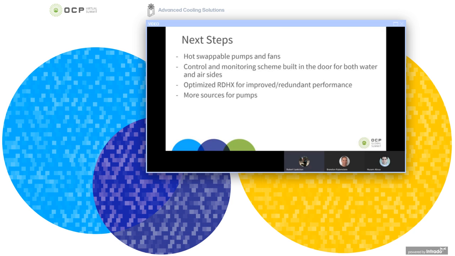Although there's still a lot of testing to be done in this initial POC, there are several improvements and optimizations that we would like to drive into future iterations of the design. We need to implement hot swappable pumps in the RPU to improve service and minimize service downtime. We need to develop the control systems for the RPU to manage pumps and fans and external communication paths for monitoring and management. We think there may be opportunity to optimize door coils and fans to improve performance and minimize the impact of fan failures. Finally, we need to identify multiple sources of pumps that meet the RPU requirements to ensure supply chain integrity.